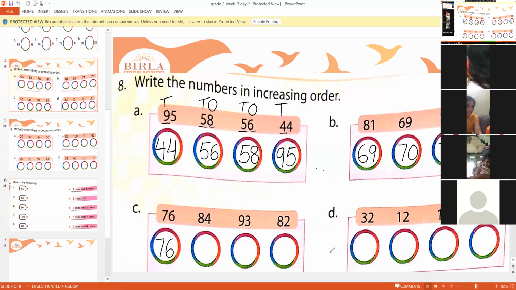After 76, what shall I write? Three numbers are left: 84, 93, 82. Which is the smallest number? Tell me 82, 84 or 93. Which is the smallest among these three numbers? 82. Very good. 82. Okay.